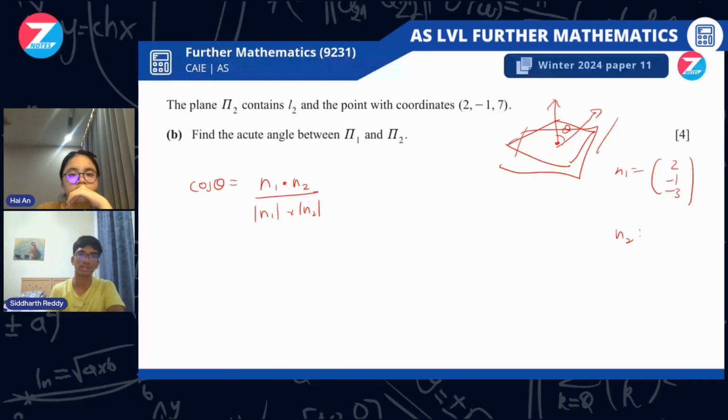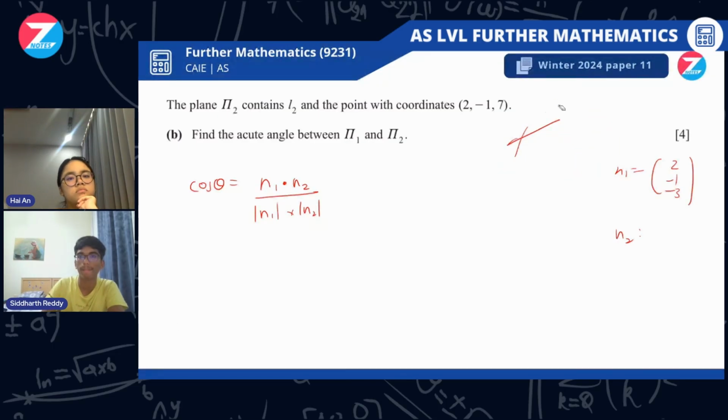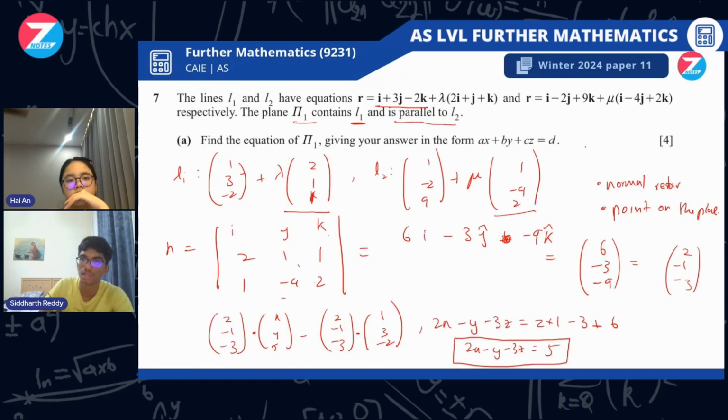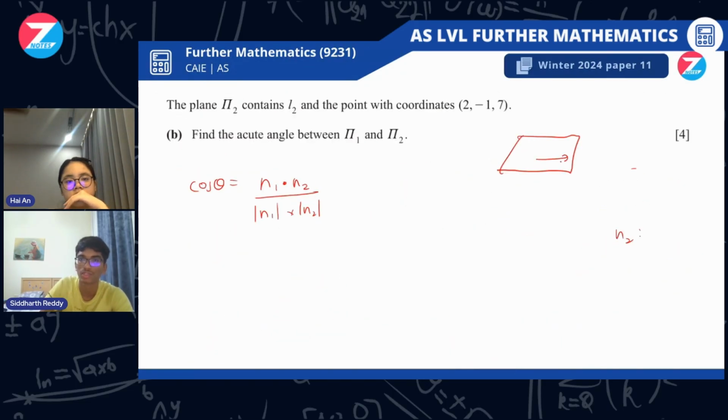So it contains L2. Again, in order to find the normal vector, we need two vectors on the plane. If it contains L2, it also contains the direction vector of L2, which is (1, -4, 2). They haven't given us another vector, but they've given us the point (2, -1, 7). If we have another point on the plane, by making a line between them we'll get another vector.